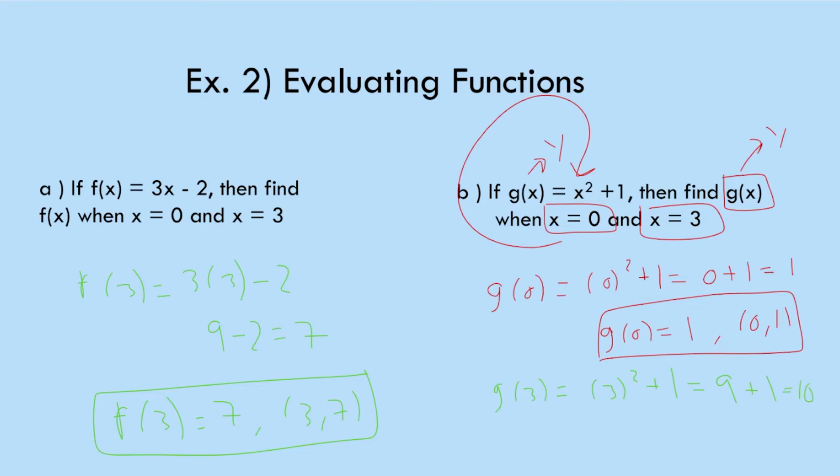My y is 10. But how do I write it in function notation? It's going to be g of 3 is equal to 10. And if I wanted to write it as a coordinate, it would be 3, which is the x, 10, which is the y. And that would be my final answer.